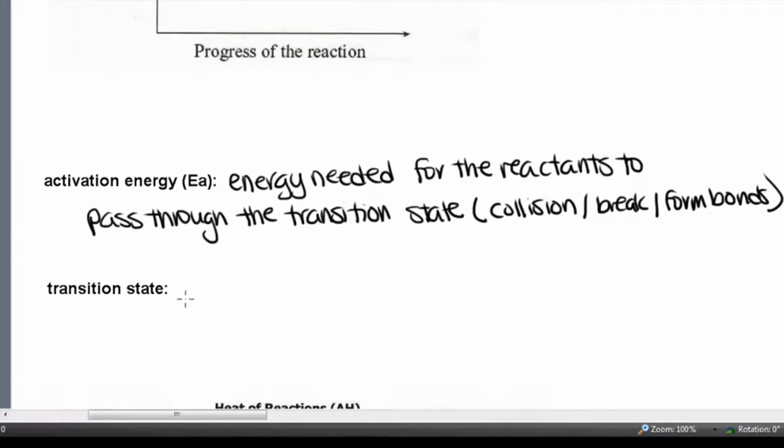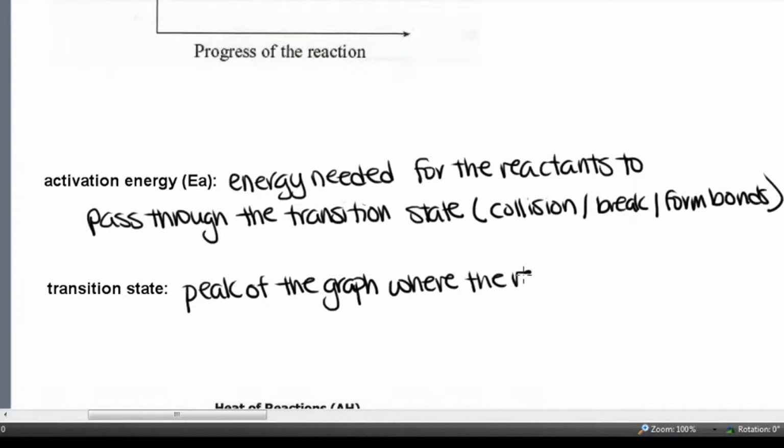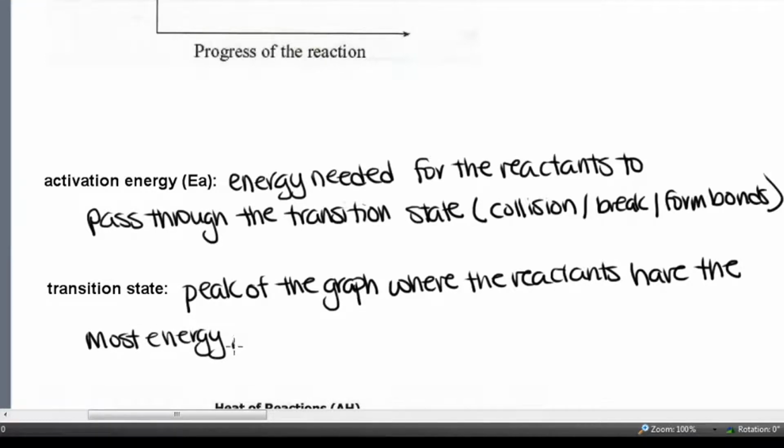The transition state is the peak of the graph, where the reactants have the most energy, where they collide and begin to turn into products.